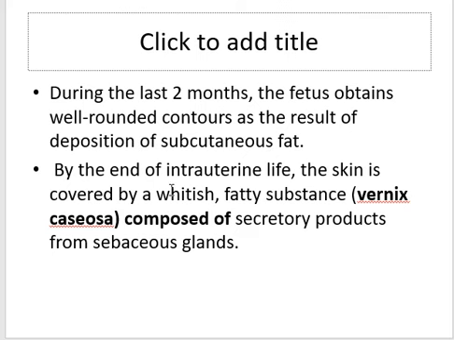By the end of intrauterine life, the skin is covered by a whitish fatty substance composed of secretory products from sebaceous glands. This is known as the vernix caseosa. Vernix caseosa is the secretion of the sebaceous glands. It will cover the skin of the fetus, and it is white in color and fatty in nature. So, the fetus is covered with the vernix caseosa, which is the secretion of the sebaceous gland, and it is white in color and fatty in nature.